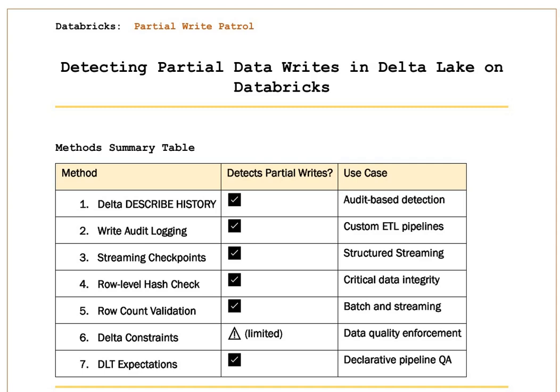Simple but effective row count validation. Quick and easy check for missing rows. Proactive Delta constraints to block bad data at the gate. Guardrails for data quality. And finally, the integrated approach with DLT expectations for pipeline-wide declarative quality assurance. Building quality in from the start. That's 7 really distinct, powerful methods. Each seems to offer a unique layer of defense against this quiet threat of partial data writes.